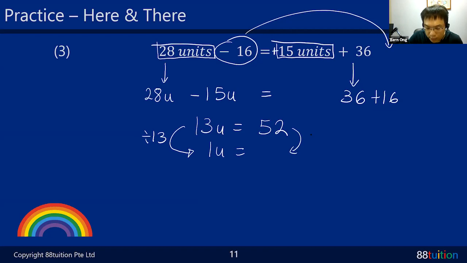52, you must do the same. Be fair. You're talking about math here. Math is all about what? Fairness. Whatever you do on one side, do the same on the other side. 52 divided by 13 will give you a 4. And that's your answer. Your objective is always to look for the 1 unit.